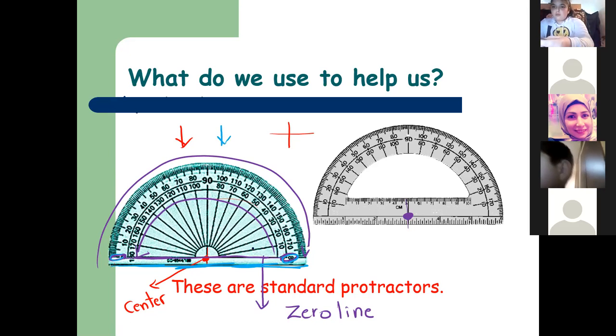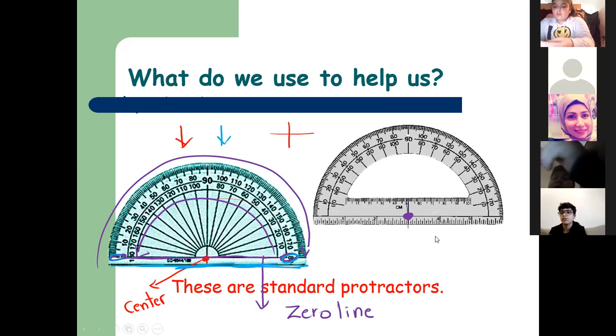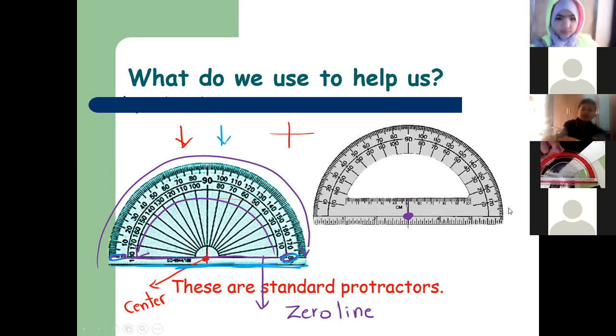هيدي هي الستاندرد one. هيدي واضح فيها السنتر والزيرو لاين. يعني الأفضل إنكم تستعملوا هيدي البروتراكتور اللي أنا عم بشرح عليها هلا. Okay. Good. I have one. برافو لأنه هيدي كتير واضح فيها السنتر وواضح فيها الزيرو لاين. Look at the screen and check it, يا محمد. It has to be the same.